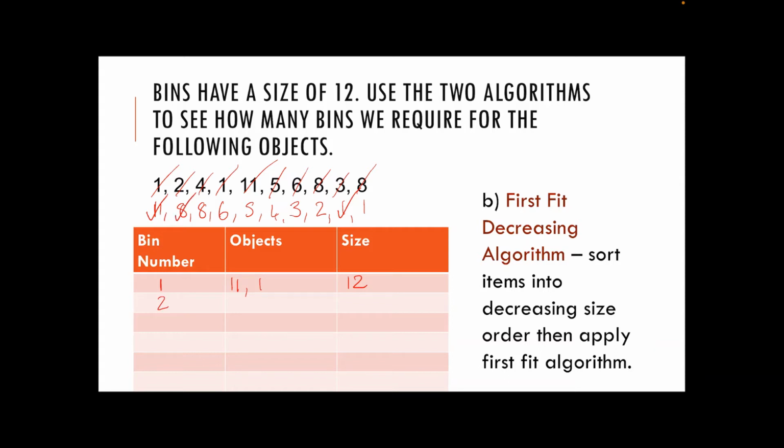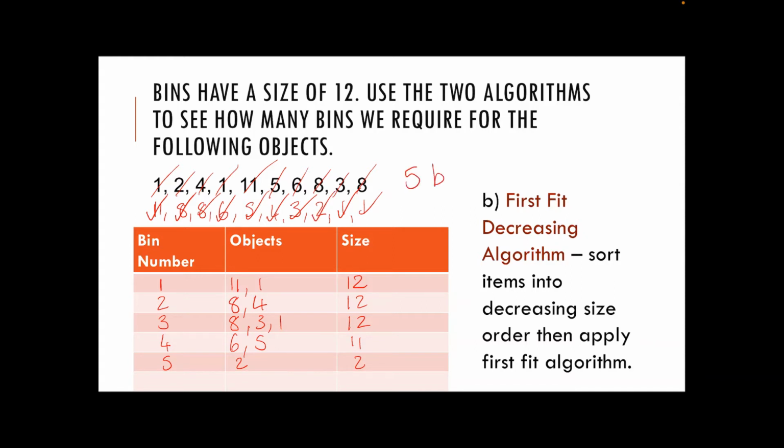Bin number 2 then, I can fit in 8, so that's going to leave me with 4 left to get up to 12. So I can put 4 in and that gets us to the size of 12. Bin number 3, we can put 8 in, and then 3 and 1, and that gets us to 12. Number 4 then, we've got 6 and 5, and that gets us to 11. And then bin number 5, we've got just 2 left, so that is actually the same.